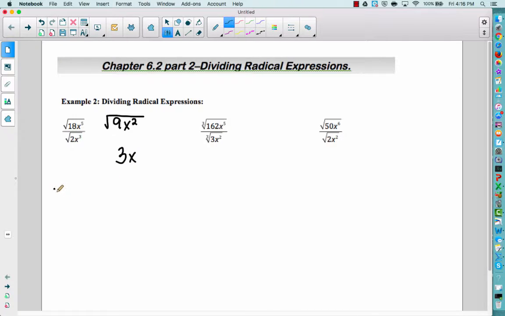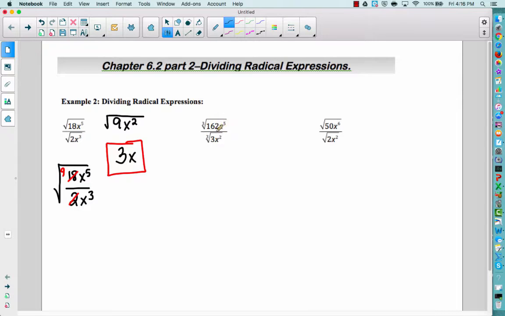Now, the reason this works is because I actually could write this if I wanted to as 18x to the fifth over 2x cubed. Some of you may want to do it like that so that you can see where I got the 9. 2 goes into 18 9 times. I took the 3 to the 5 and subtracted, and therefore got my answer of 3x. All right, with the cubed roots, as long as the index is the same, you can do the same thing.